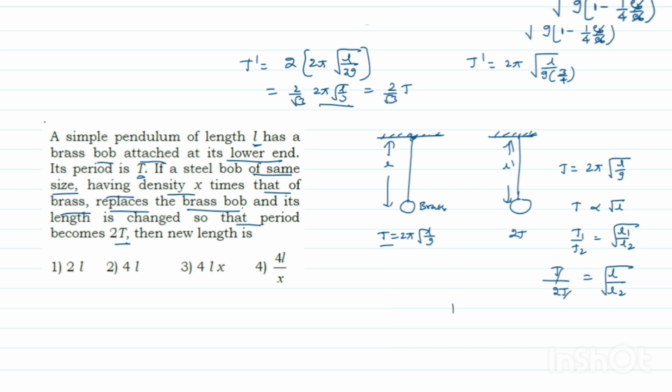T gets cancelled, you just square on both sides. Here it becomes 1 by 4, which will be equal to L by L2. That means the final length L2 will be 4 times the initial length. So 4L is the correct answer.